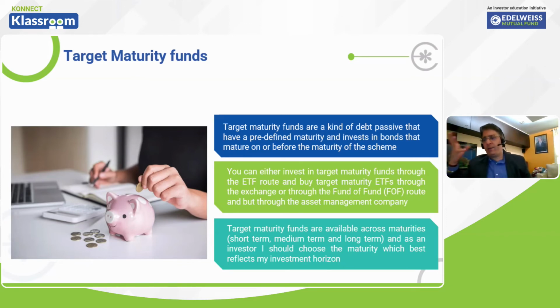So you would have a fund which is maturing in the coming year, that is 2023. You also have TMFs or target maturity funds maturing in 2032. So depending on what my investment horizon is as an investor, I can choose to invest into the target maturity fund which suits my investment horizon.